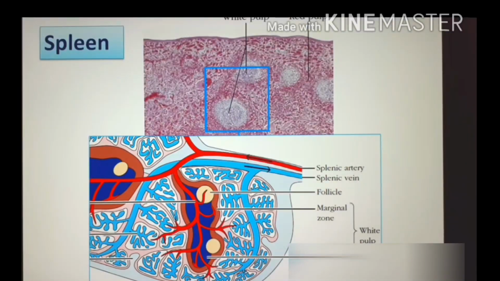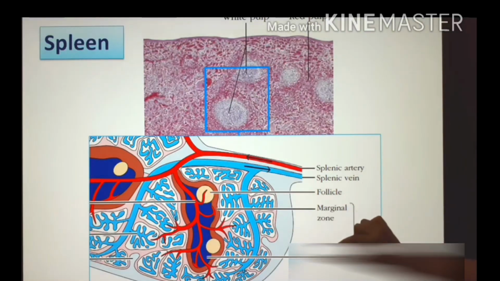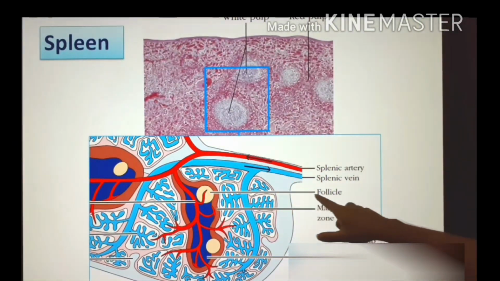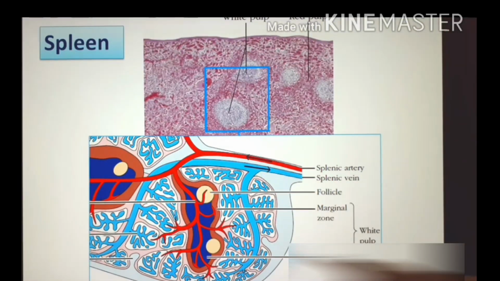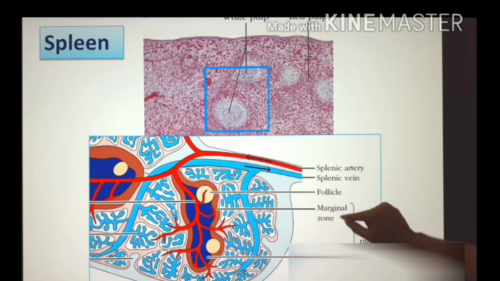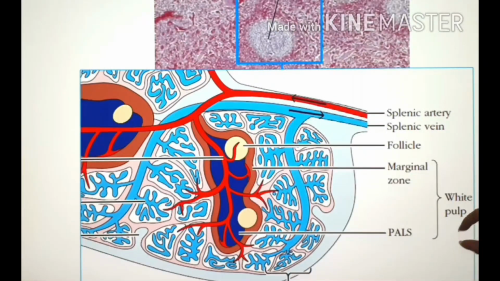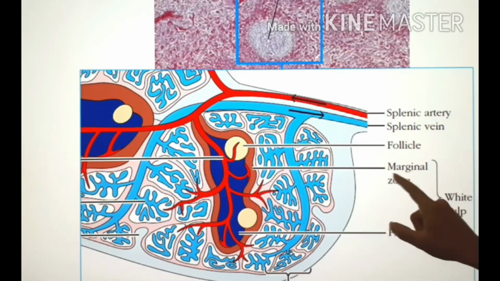The next secondary organ is the spleen. The spleen contains two important regions called white pulp and red pulp. The red pulp is the site where damaged or old RBCs are destroyed, so it is called red pulp. And the white pulp contains two regions called the marginal zone and PALS. There is also a follicle present. This follicle is populated by B cells, and there is a region called PALS, periarterial lymphoid sheath, where T cells are present. So this is the B cell rich zone and PALS is the T cell rich zone, and in between the white pulp and red pulp there is the marginal zone.